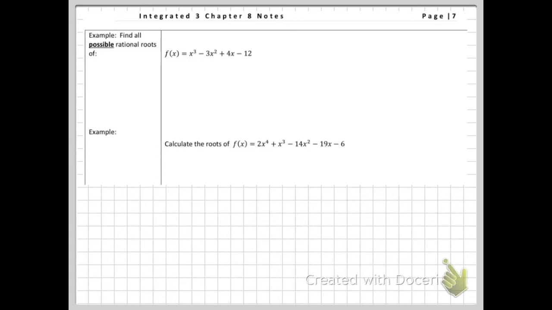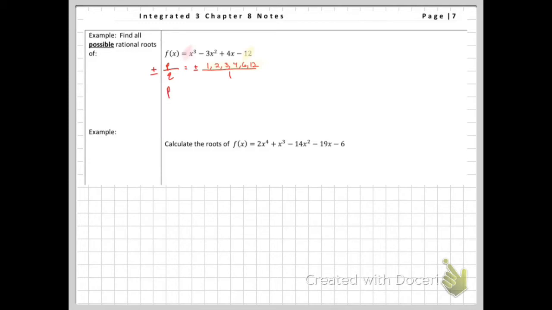So our P over Q is always plus and minus. I just write the plus minus once. And it's going to be factors, numbers that divide into 12, over factors, numbers that divide into, there's an imaginary 1 at the front, right? So we're going to have plus or minus factors of 12. 1, 2, 3, 4, 6, and 12. Make sure you understand those are all numbers that divide into 12 evenly. And then factors of 1 happen to just be 1.